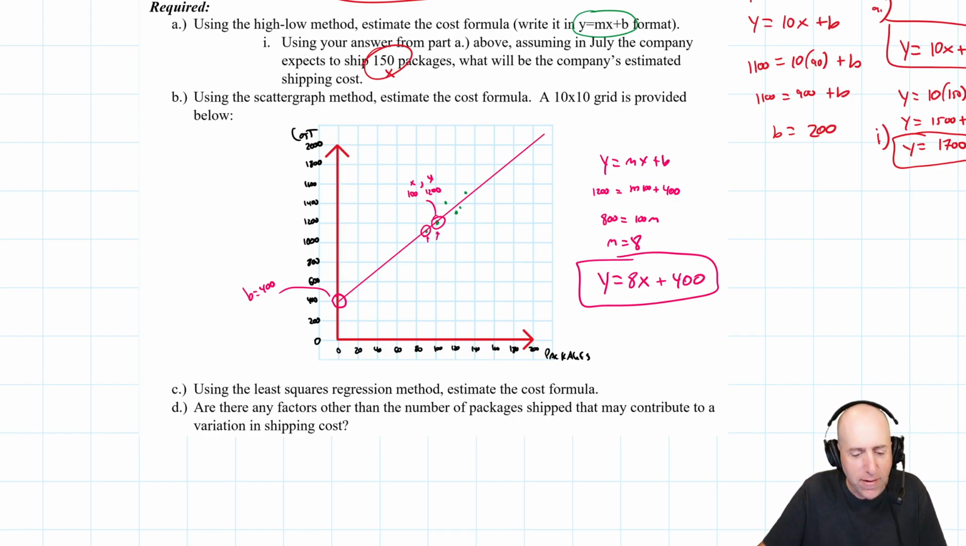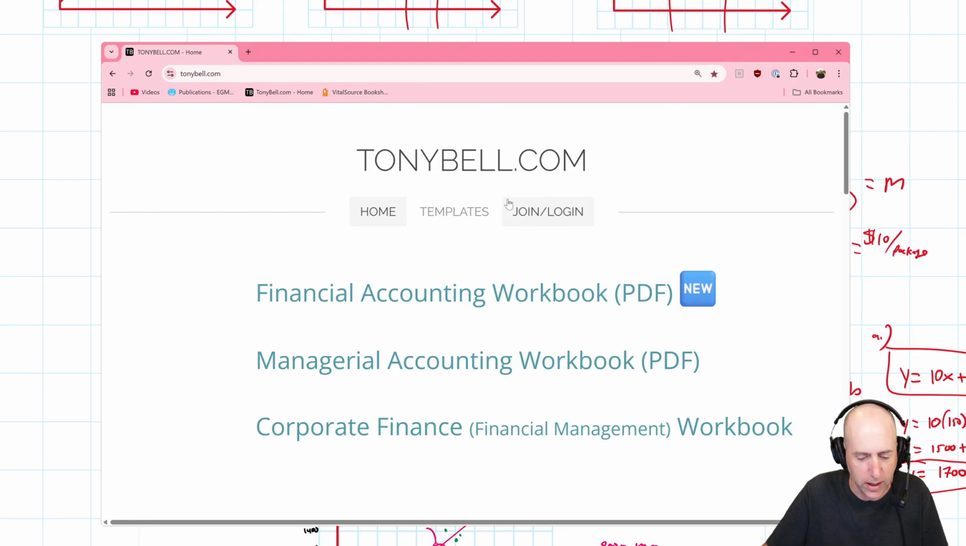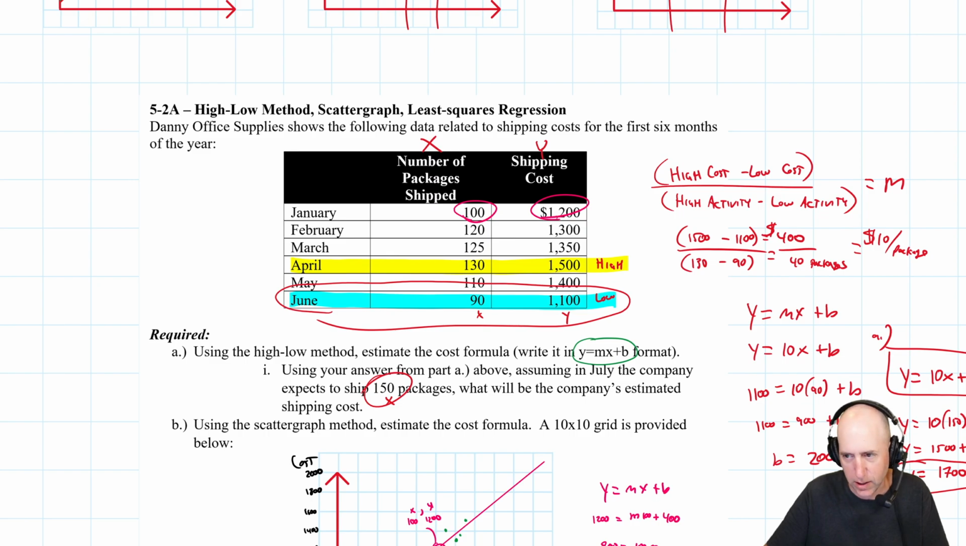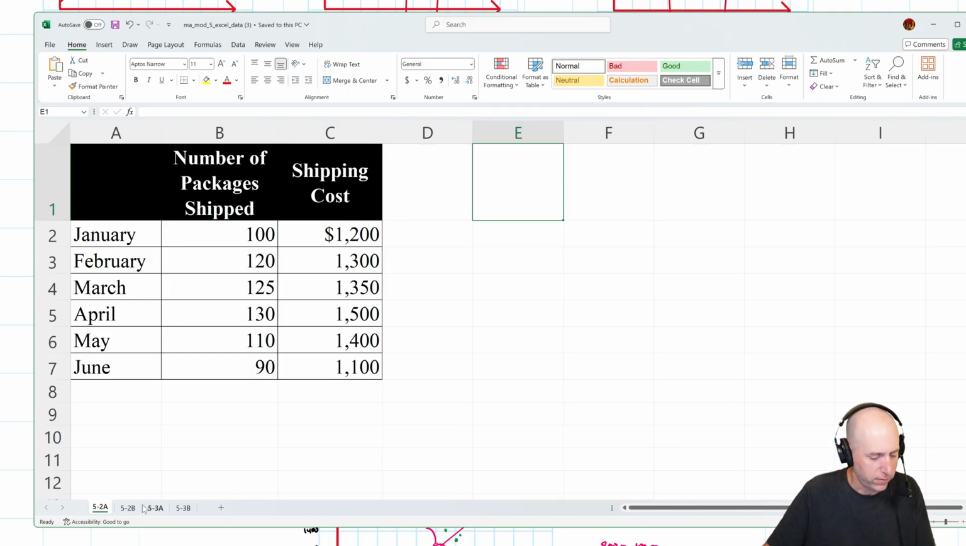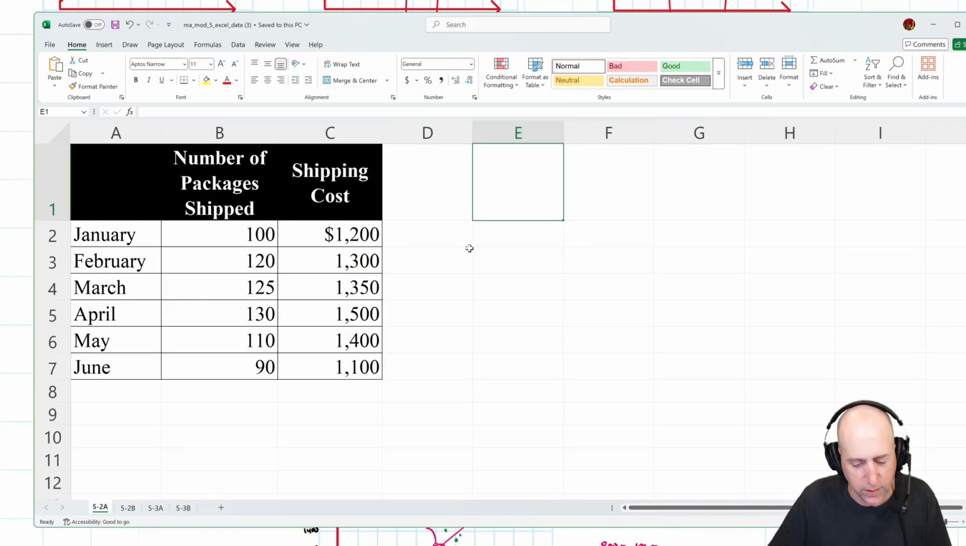So I've loaded this cost data into an Excel file, and I've put it on my website. You can download it there. So tonybell.com, you click on templates and scroll down, and MA Mod 5 Excel data, that one. Click that to download it. I've already got it open here. Here's the data. It's got 5.2a, 5.2b, 5.3, and so on, but we're looking at 5.2.